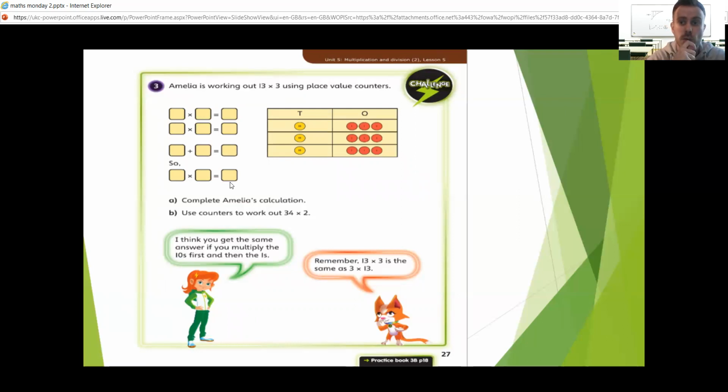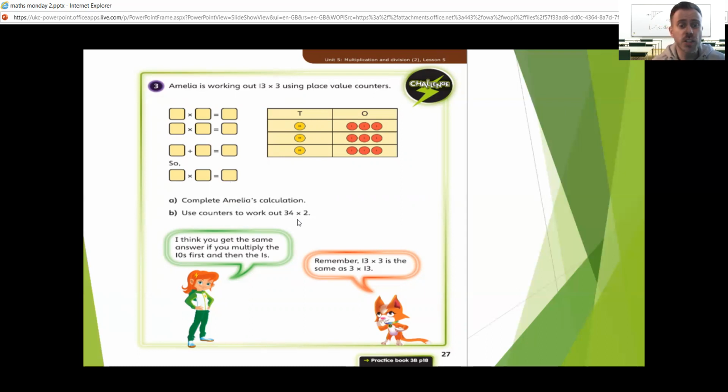Hopefully you got that. If you did, well done, because this is a challenge, remember. Last thing was to use some counters to work out 34 times 2. If you use counters, brilliant. If you didn't have counters, but you worked it out anyway with your brains, that's fine as well.